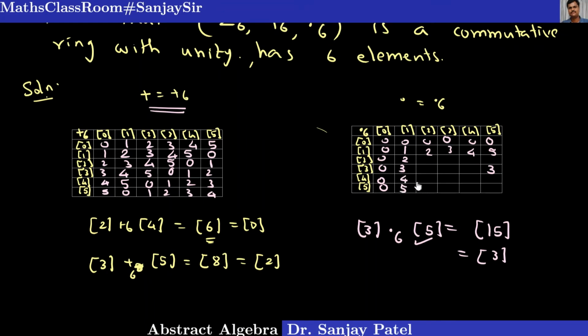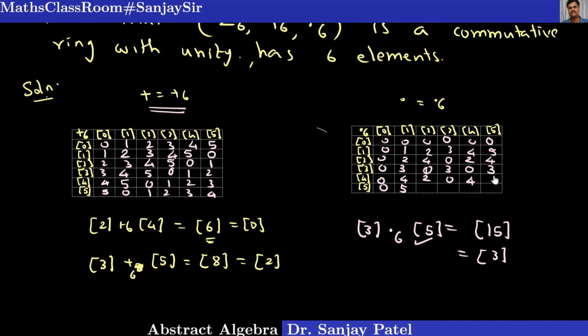Now what remains is the other elements. 2 2s are 4. Then 2 3s are 6, means 0. 2 4s are 8, 8 means 2. 2 5s are 10, means 4. And 3 into 2 is 6, that is 0. 3 into 3 is 9, and 9 is equal to 3. 3 4s are 12, 12 is equal to 0 again. 4 into 2 is 8, that is 2. 4 3s are 12, means 0. 4 4s are 16. 16 is congruent to 4. 4 5s are 20.